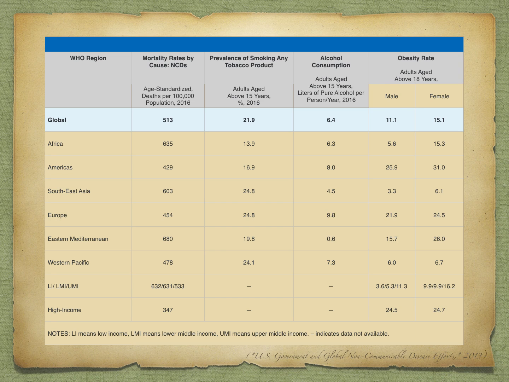In this graph, you can see the differences of the mortality rates, global versus worldwide. As you can see, the Eastern Mediterranean has a mortality of 680 versus global of 513. This particular category, the mortality rates caused by NCDs, includes cardiovascular disease, cancer, chronic respiratory disease, and diabetes, which are non-transmittable diseases. And as you could also see in this graph, it looks like 19.8% of the Eastern Mediterranean are adults above age 15 based on the 2016 review.